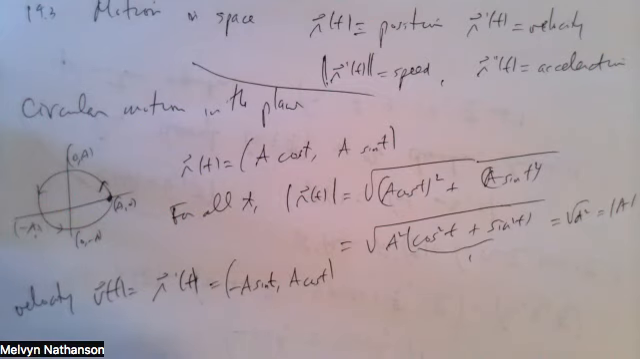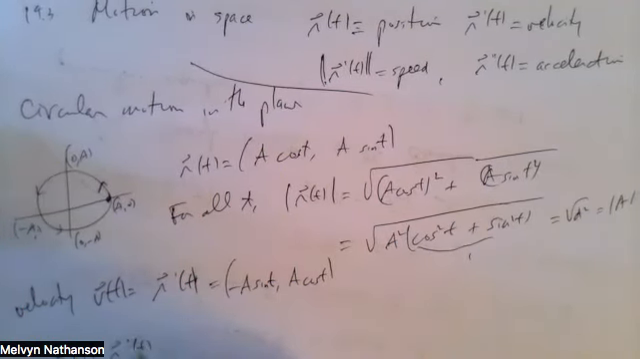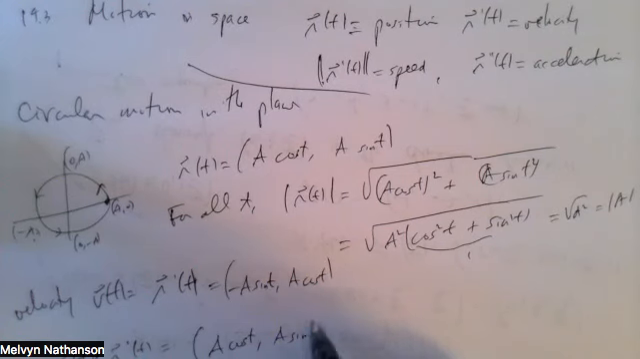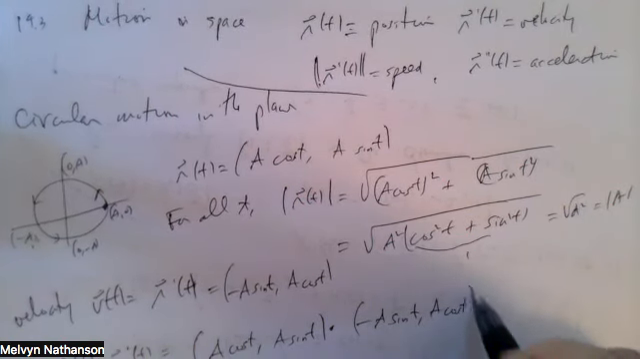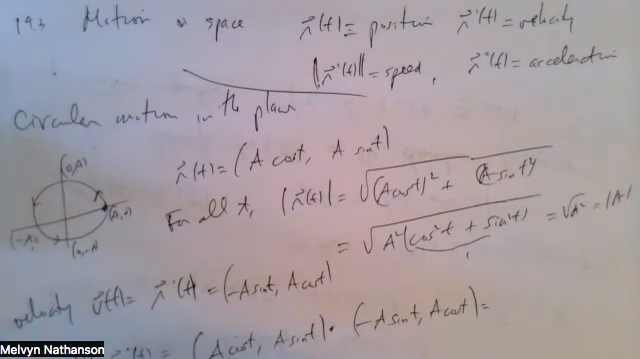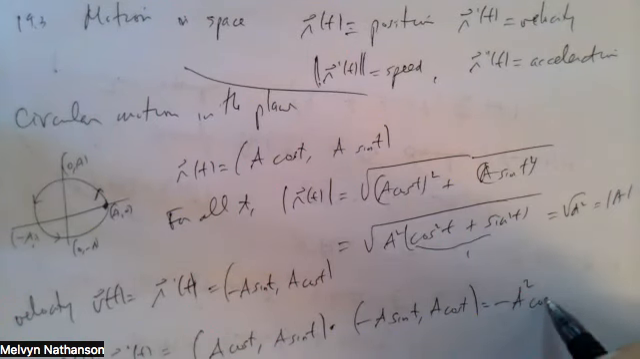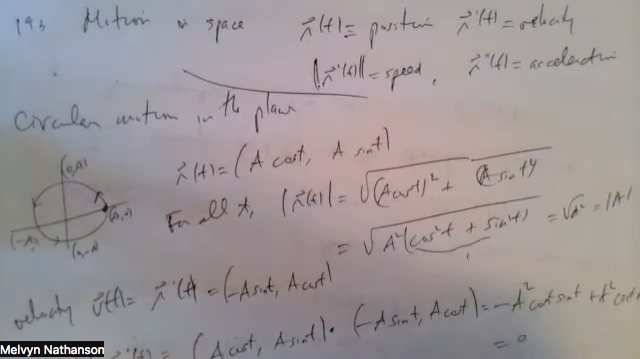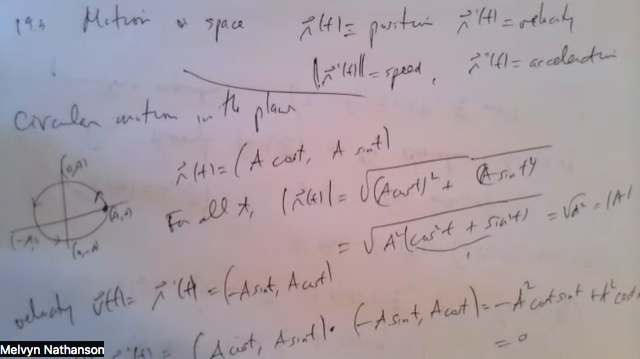What is the direction of this? If we take the dot product of r of t and r prime of t, that's the dot product of the vectors a cosine t, a sine t with minus a sine t, a cosine t. When you take the dot product, you multiply the coordinates and add, so you get minus a squared cosine t sine t plus a squared cosine t sine t. That's equal to 0. So the dot product equals 0.